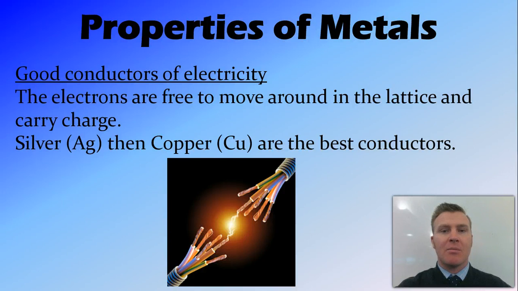We're now going to look at some of the properties of metals. Firstly, as we know, metals are good conductors of electricity, and this is because the electrons are free to move around in the lattice, and they are the thing that carries the charge. We know that electricity is the flow of electrons. So here the electrons being free in that sea of delocalized electrons allows those electrons to move from one side to the other. Silver is the best conductor of electricity, and then copper.